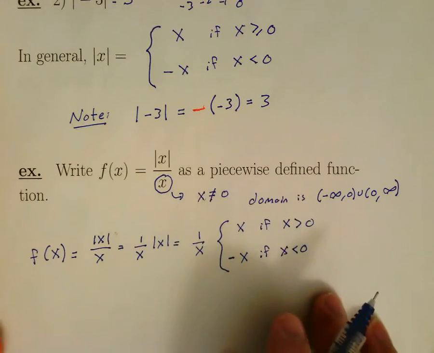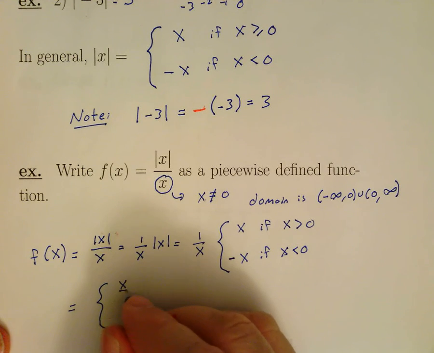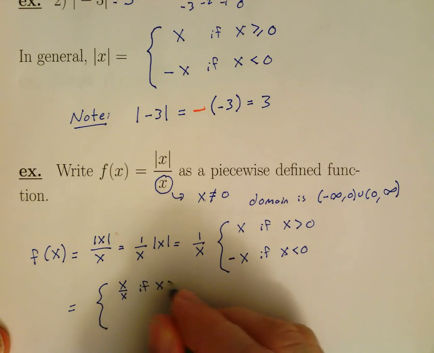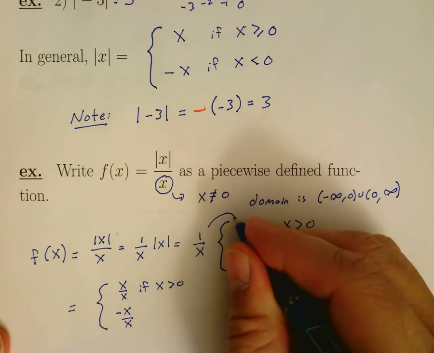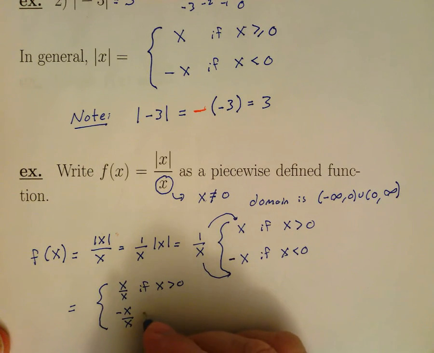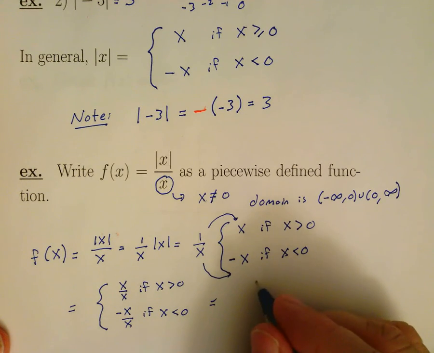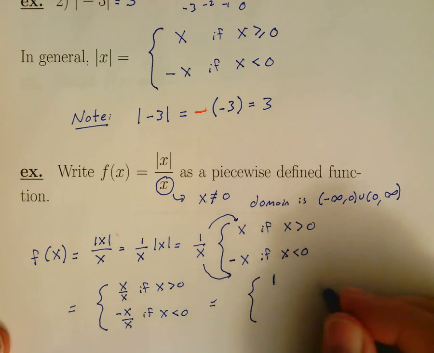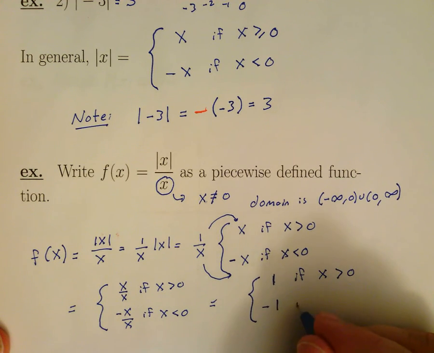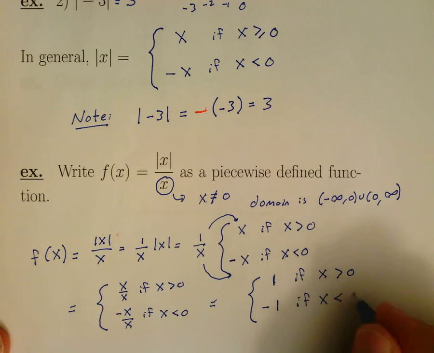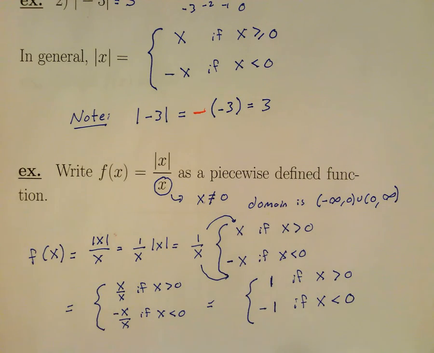Now I bring the 1 over x inside, and that's going to turn into x over x if x is greater than 0, and negative x over x, again I just distributed that on the inside, if x is less than 0. Now x over x is just 1, so the whole thing simplifies down to 1 if x is greater than 0, and negative 1 if x is less than 0. And so knowing the algebraic definition like this can actually help simplify functions for us.